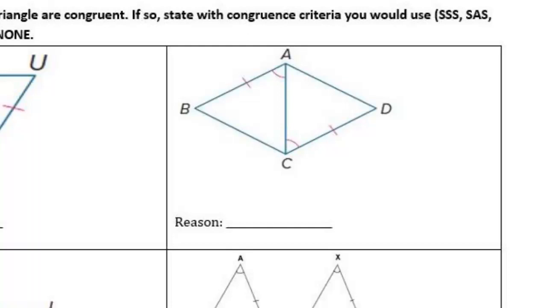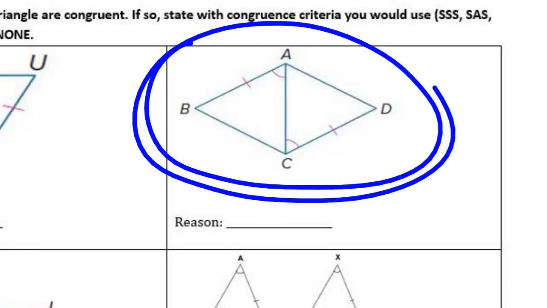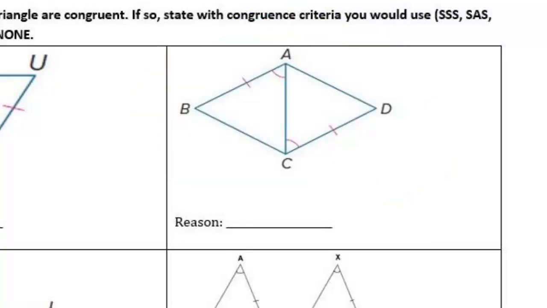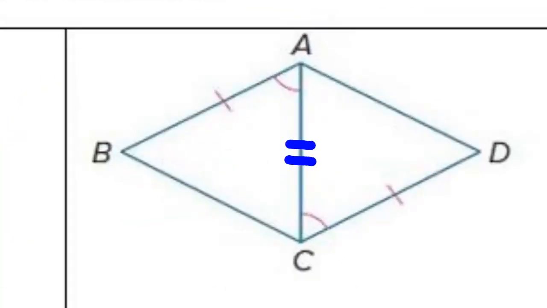All right. Coming over here to the other one on the top, is there anything that I am allowed to mark here? AC, I can mark as congruent to itself. I have to give it a different number of marks than sides AB and CD because it's not congruent to AB and CD. It is congruent to itself.